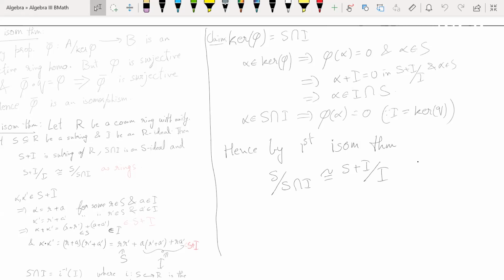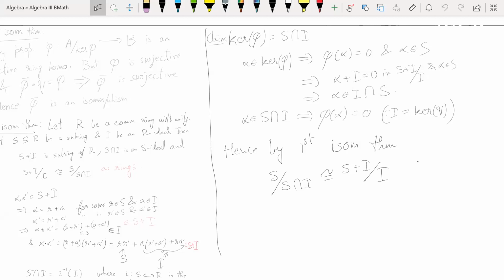So this tells you that alpha plus I is 0 in S plus I mod I. And alpha is some element of S. So alpha plus I is 0 means alpha must be in I. That is what alpha plus I being 0 means. So alpha is not just in S, but it's also in I. So alpha belongs to I intersection S. So that tells you that the kernel of phi is contained in S intersection I.